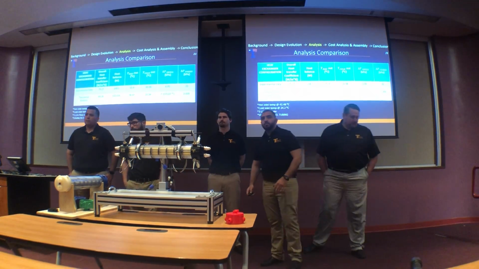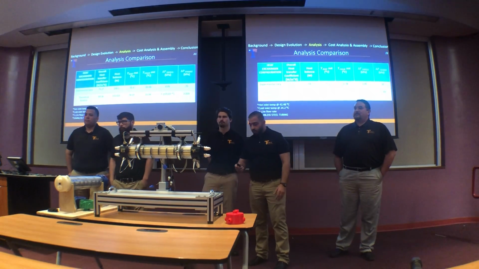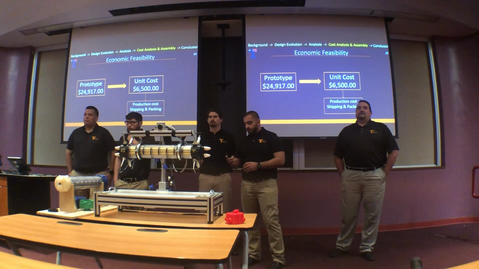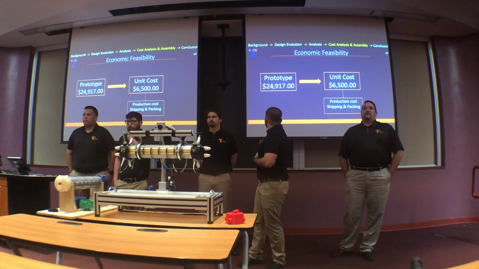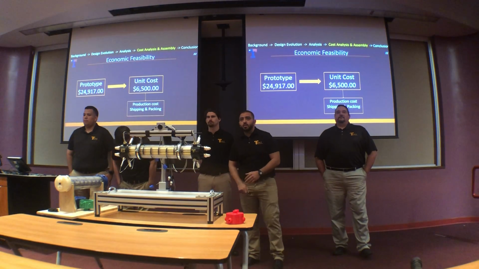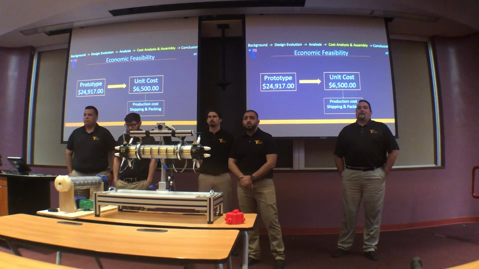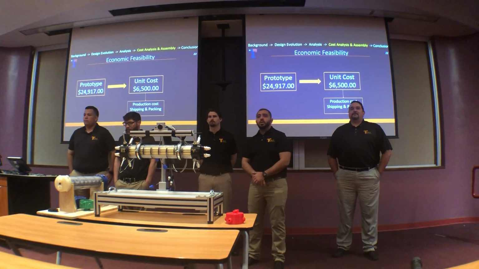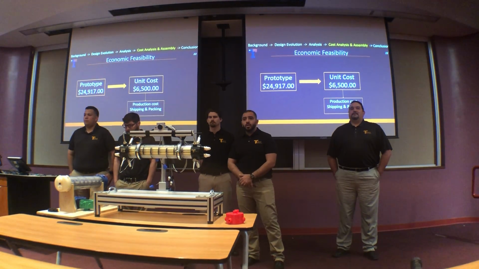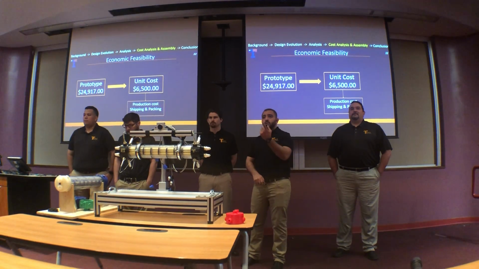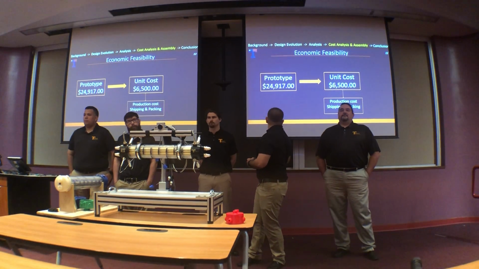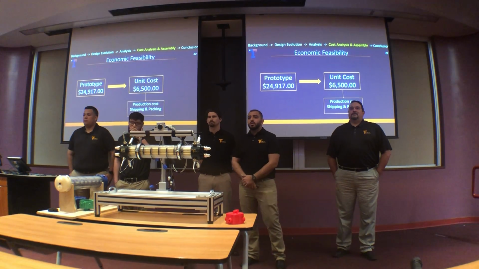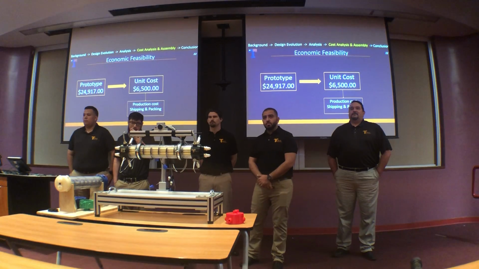How's it going, everyone? My name is Malad Shamus. I'm going to go ahead and briefly cover the economic feasibility. As you see right here on the left side, we have our estimated cost. The estimated prototype cost is a little bit under $25,000, including engineering hours, production cost, and labor. On the right side, our estimated unit cost is $6,500, including production cost, shipping, and packing.